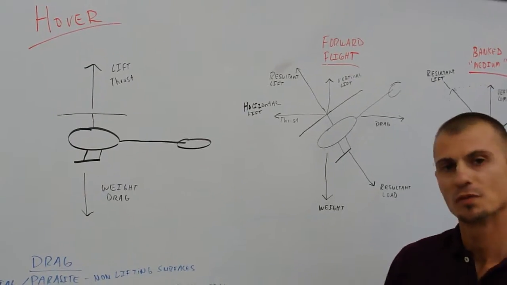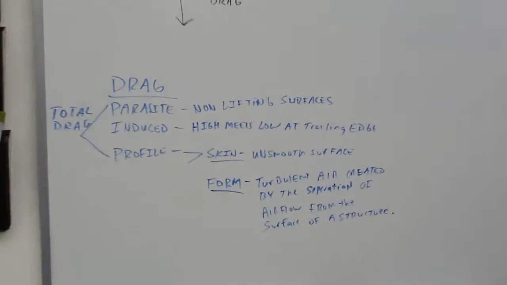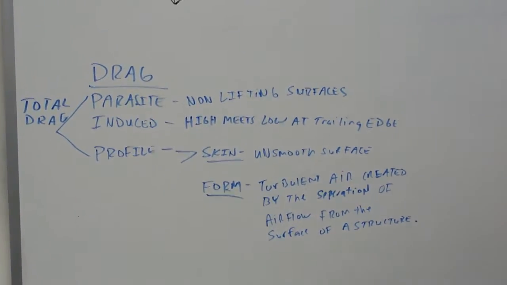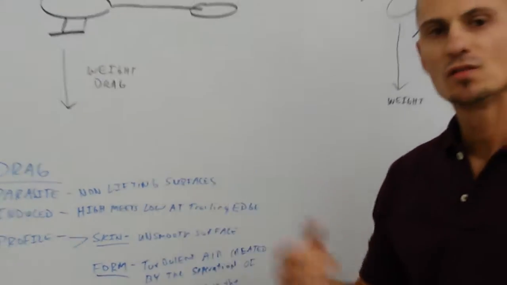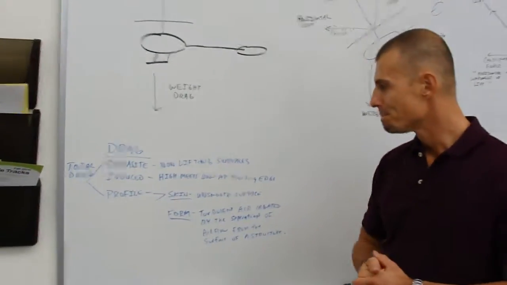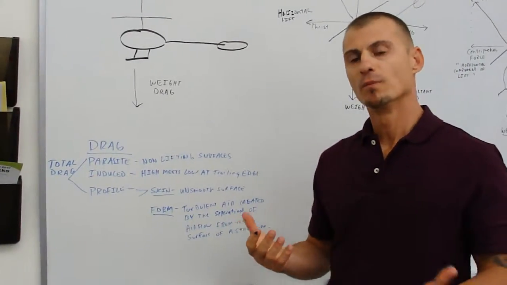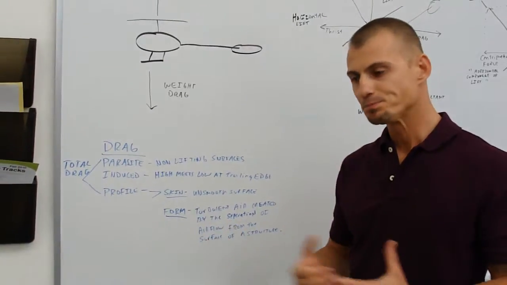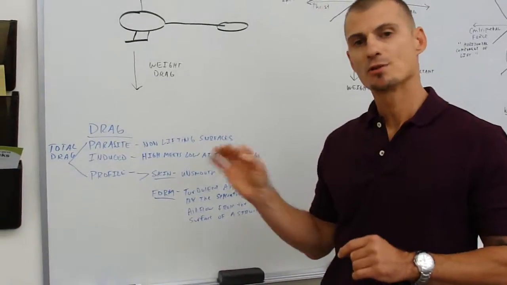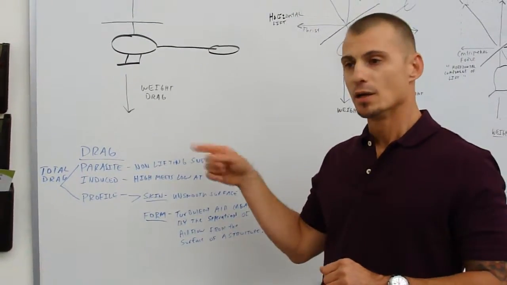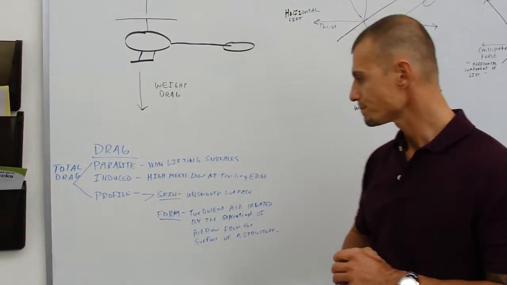Let's talk a little bit more specifically about drag. There's three different types of drag: parasite, induced, and profile. Parasite drag comes from particularly the non-lifting surfaces, like your skids, rotor mast, things of that nature. Induced drag is created from the rotor blades, particularly in our helicopter. That's where the high pressure from below meets the low pressure above at the trailing edge of the wing, and this creates the vortices that actually trail behind the helicopter.